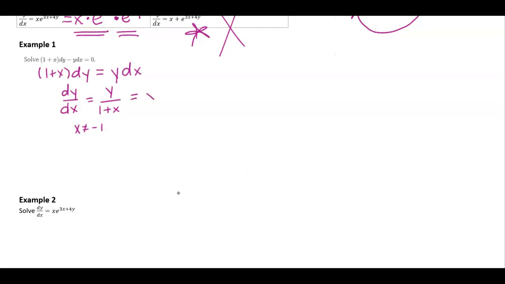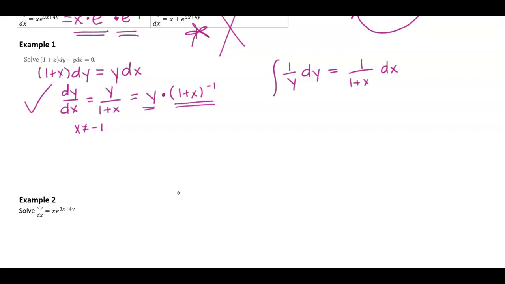Another way we could write this is y times 1 plus x to the -1. I now have a function of x times a function of y. This would be a separable differential equation. I'm going to move the y over by dividing. So I get 1 over y dy. And then I'm going to move that dx piece back over to the right-hand side. Now let's integrate both sides. I get the natural log of the absolute value of y equals the natural log of the absolute value of 1 plus x plus c.